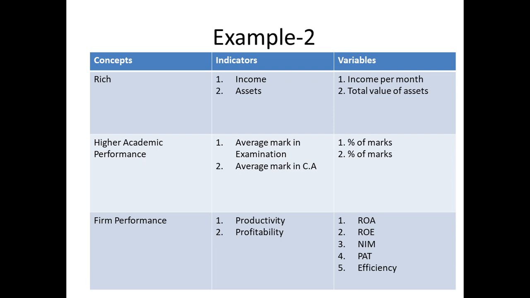So how do you now get a variable for it? Percentage of marks in the exam or percentage of marks in CA. Okay, those are variables. For instance, somebody has a concept called firm performance in his title. Now, firm performance means different things. Sometimes it can be productivity and it can be profitability, because how productive a firm is can be seen as its performance, and also how profitable a firm is can be seen as its performance. Most times I see people do firm performance from the perspective of profitability rather than productivity, right?